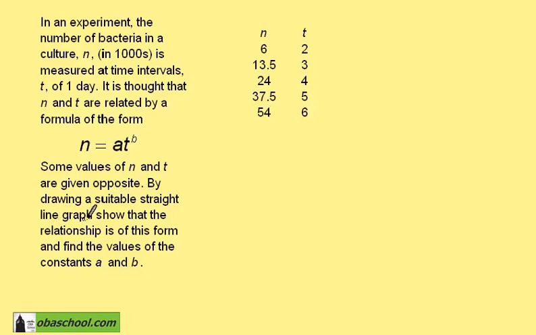By drawing a suitable straight line graph, we want to show that the relationship is of this form, and we want to find the values of the constants A and B.